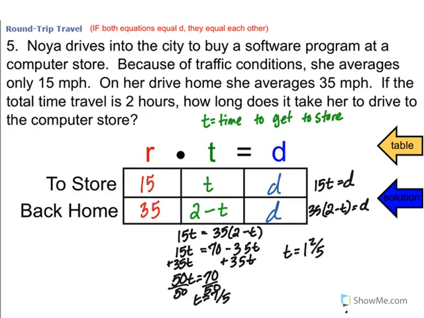2/5. Again, 2/5 of an hour would be 1 hour and 24 minutes. So a fifth of an hour would be 12. So 2/5 would be 24. And that is the time it took for her to go to the store. So the time it took for her to drive to the computer store was 1 hour and 24 minutes.